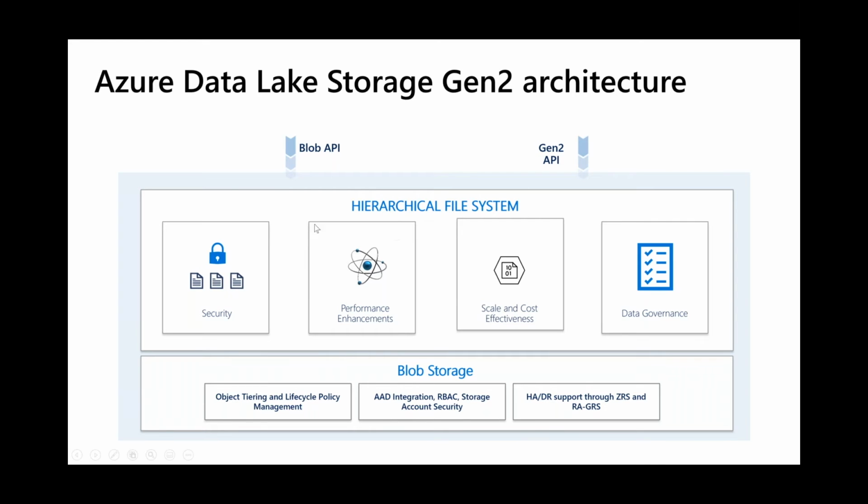So this hierarchical file system, which is the capability we added by merging the 2 storages, was to be able to build security at the storage level. It's more performant. Like I talked about, if you have to do a simple delete and rename operation, on a system which has the hierarchical file system enabled it's a metadata operation, versus doing it on a blob storage, which doesn't have that.